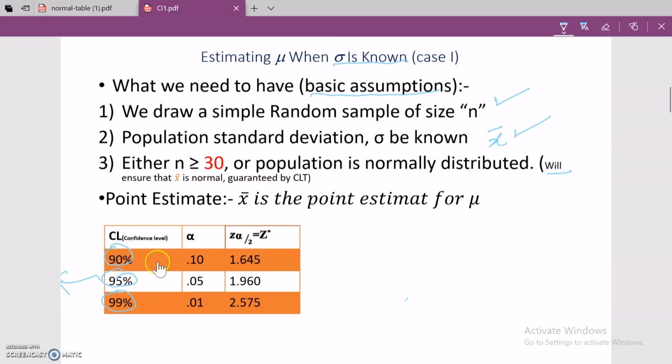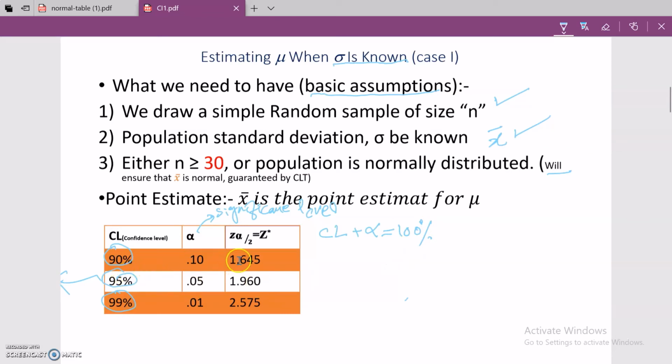So if the confidence level is 90%, then alpha, which is called the significance level, is 10%. If the confidence level is 95%, the significance level is 5%. And if the confidence level is 99%, the significance level is 1%. Remember, the confidence level plus the significance level always makes 100%. They are complements of each other.